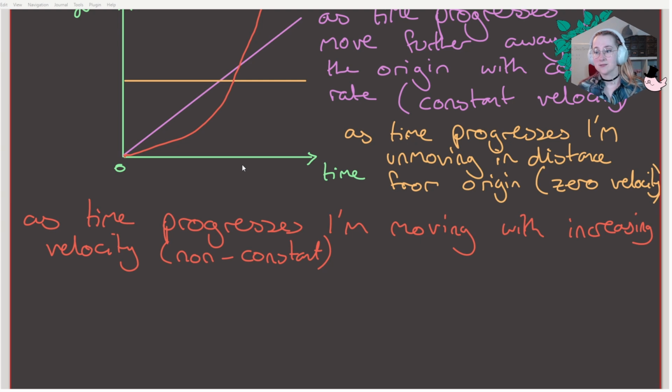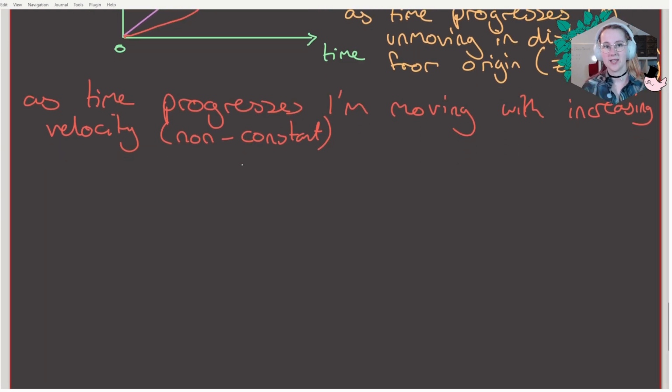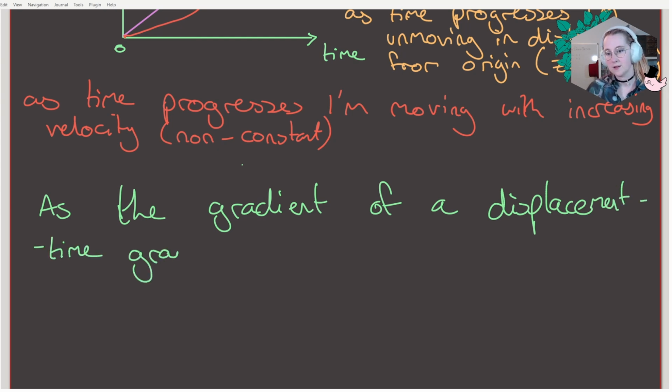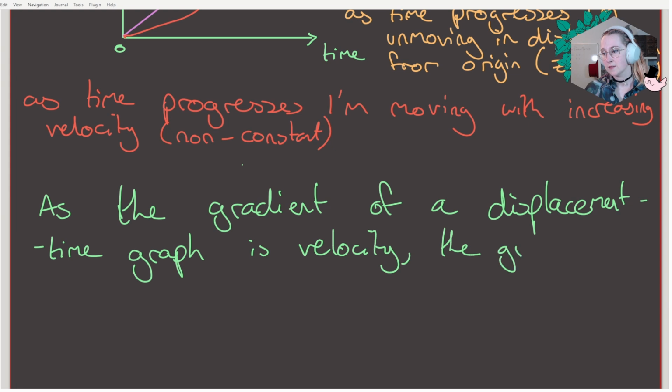So similarly, we have velocity time graphs. So the gradient of a displacement time graph is velocity. The gradient of a velocity time graph is then acceleration.